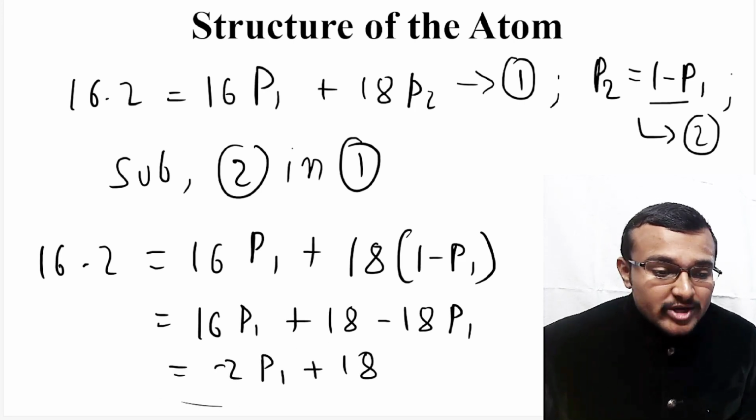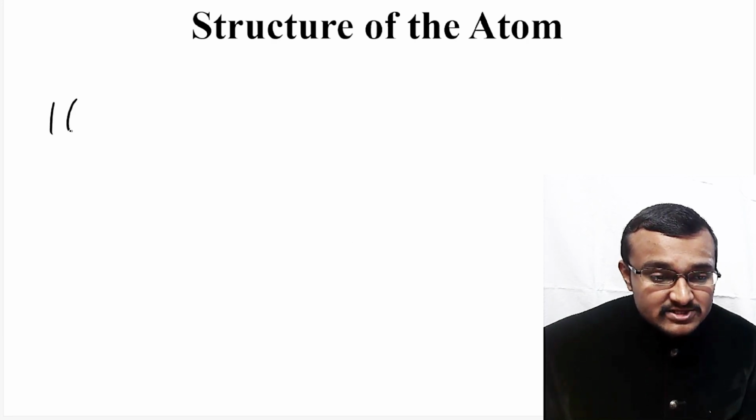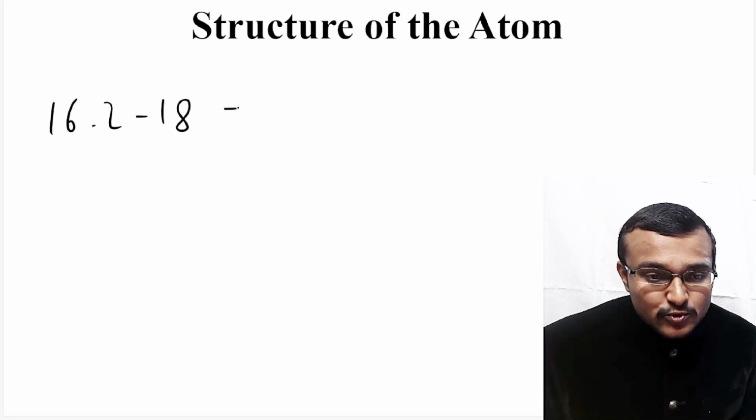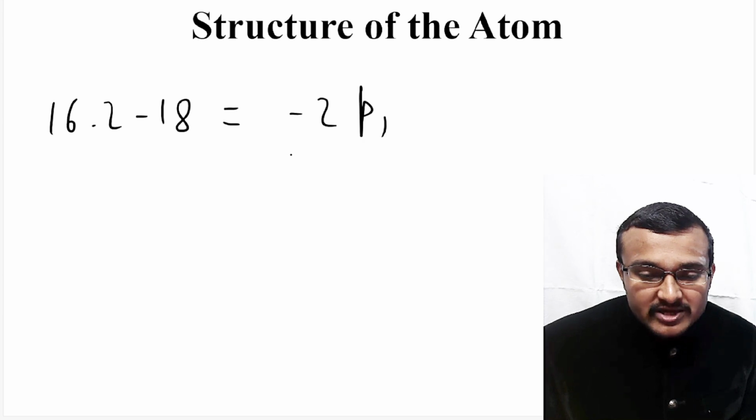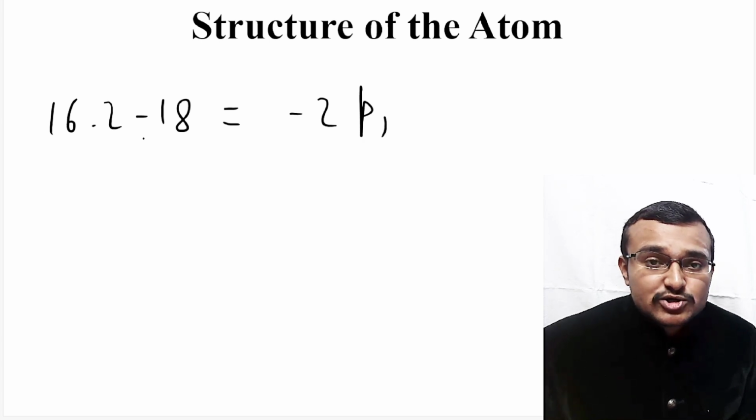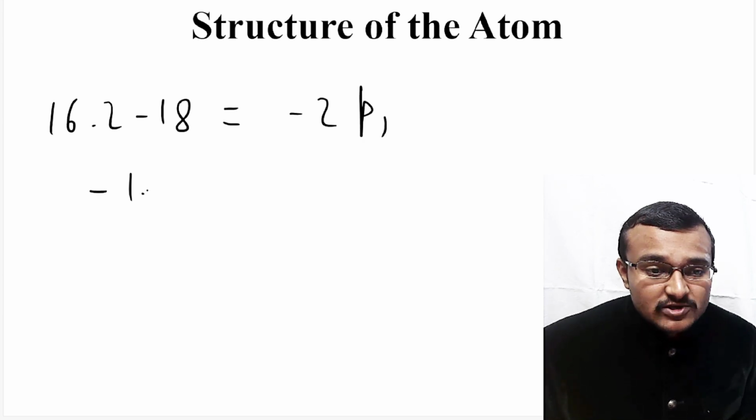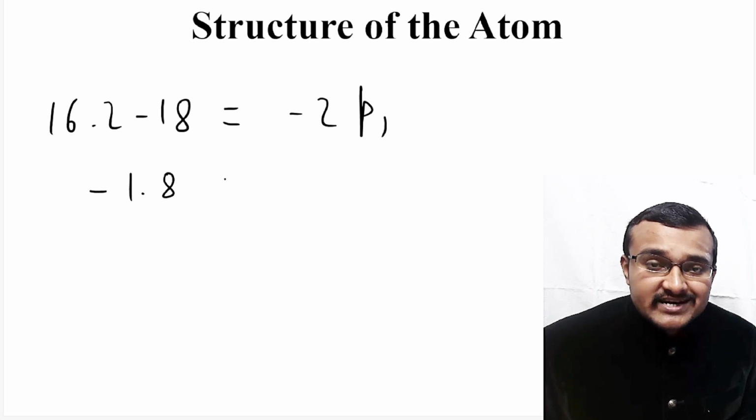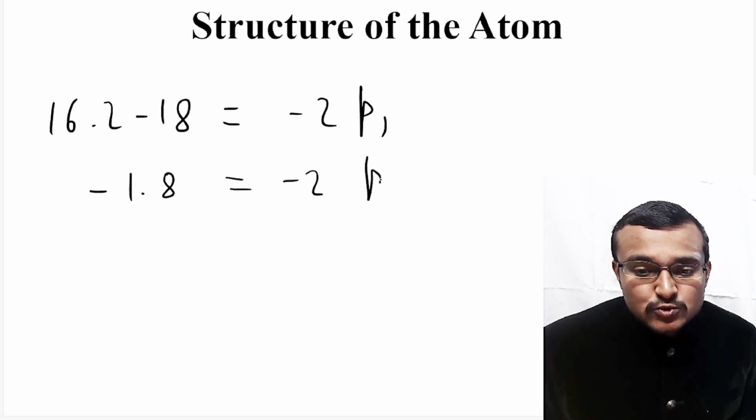So if you bring this 18 to LHS, it will become minus 18. So 16.2 minus 18 is equal to minus 2 P1. Here when you do 16.2 minus 18, it will become minus 1.8. So here you are getting minus 1.8, and here you are getting minus 2 P1.